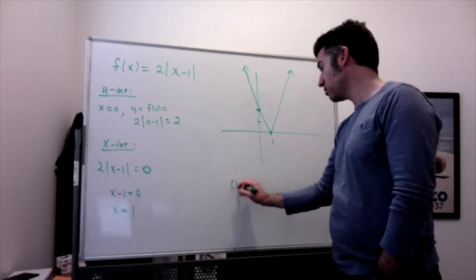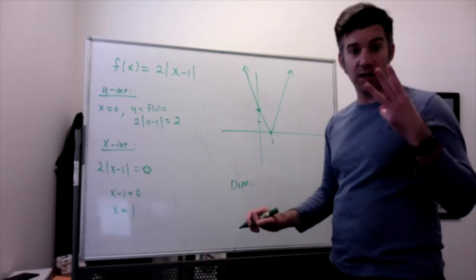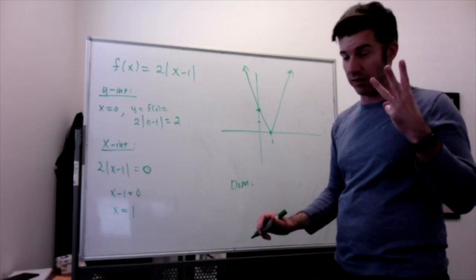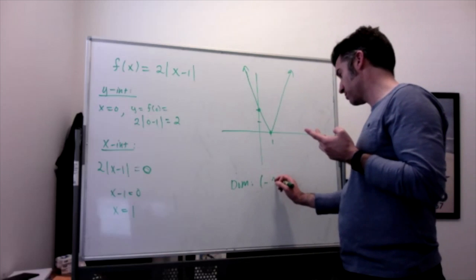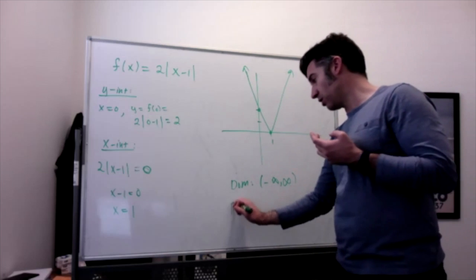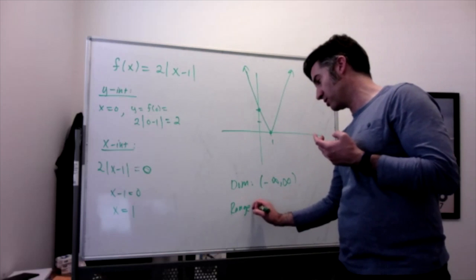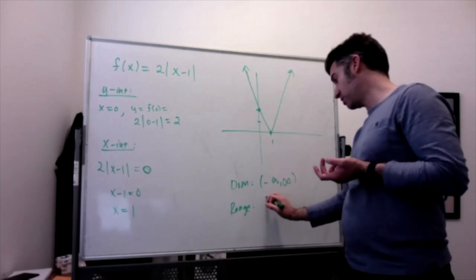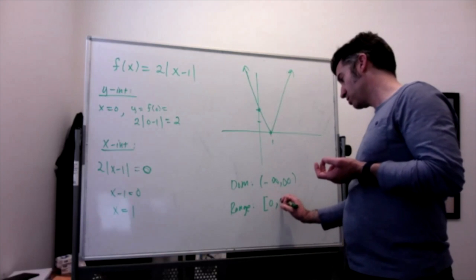The domain here, there's none of the three things we have to worry about for domain. There's no division, there's no square roots, there's no logarithms. So the domain is just everything. The range here, on the other hand, we can see that the y values go as low as 0, but no lower. So the range is everything from 0 to infinity.